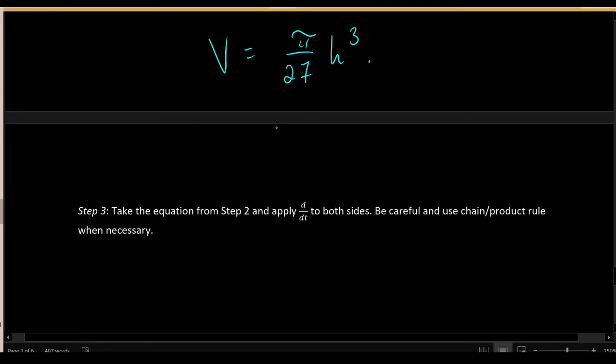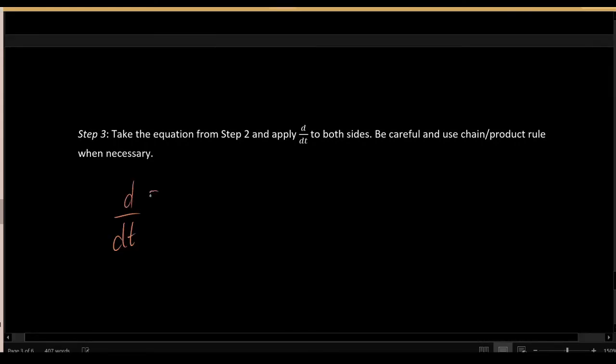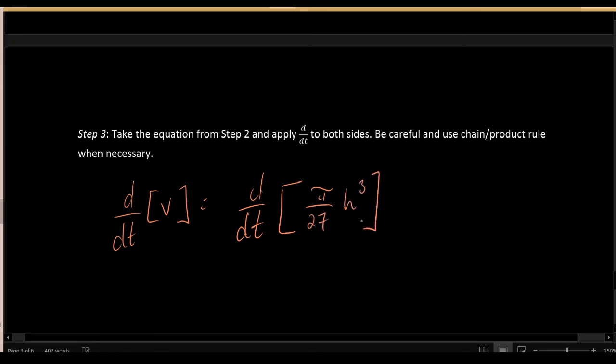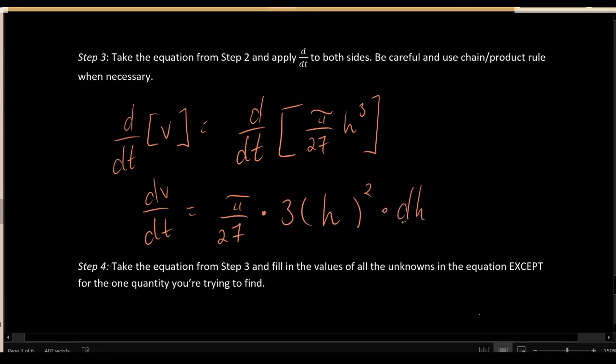So now let's take that equation and apply d/dt to both sides. So pi over 27 h cubed. dV/dt then is equal to pi over 27, then the derivative of the outer function, 3 blank squared, with h plugged in, multiplied by the derivative of the inner function, dh/dt.